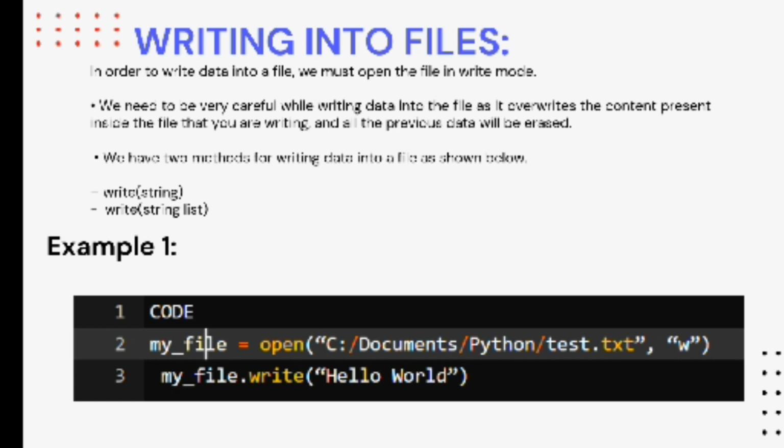Let us take the example 1 code. Here we can see that myfile is assigned to the open method, within parentheses test.txt and write operation. In the next line we can see myfile.write, within parentheses, hello world.